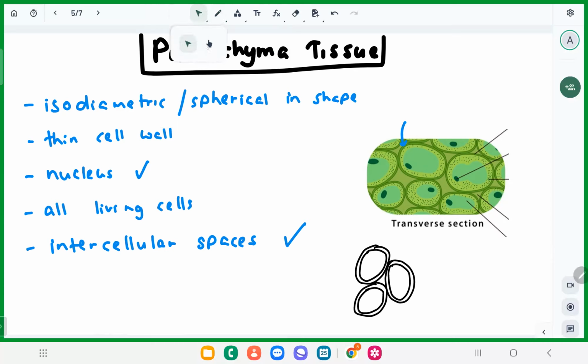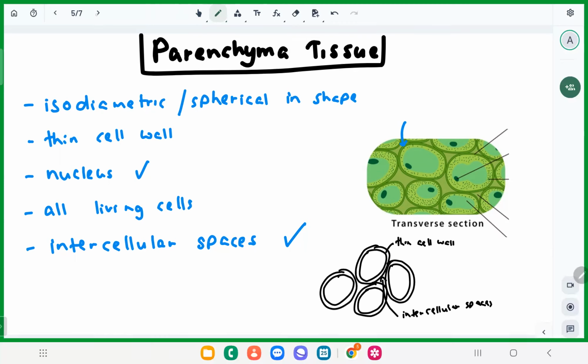So the identifying factors are the thin cell walls and the spaces between the cells, which are called the intercellular spaces. All right, so yes, a diagram like this, you should be able to identify this as a parenchyma tissue, okay? How do you identify this as the parenchyma tissue? By the thin cell walls and also by the presence of the intercellular spaces. All right, so that's about the parenchyma tissue.